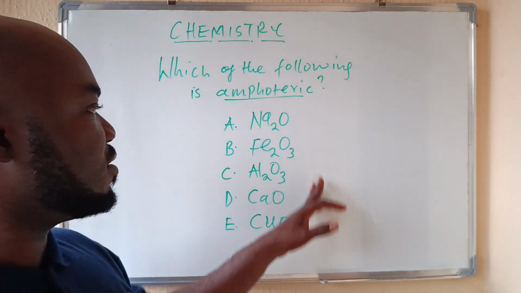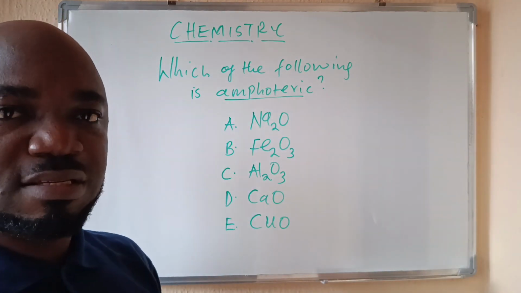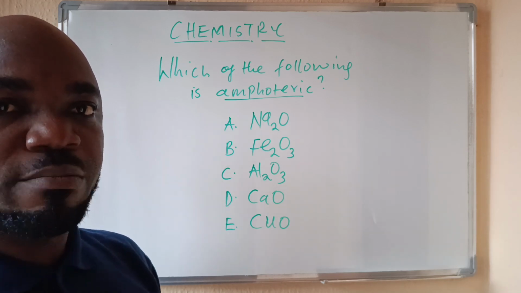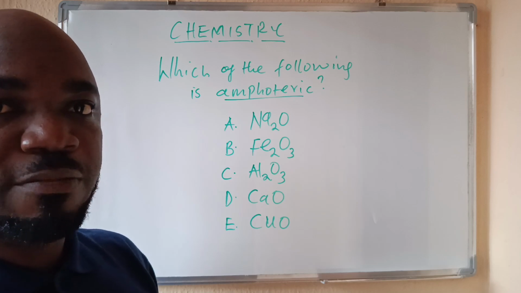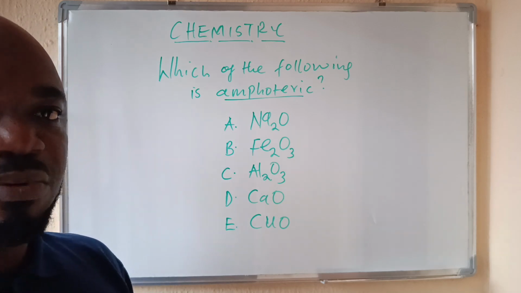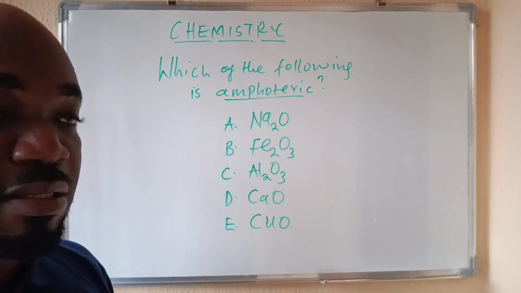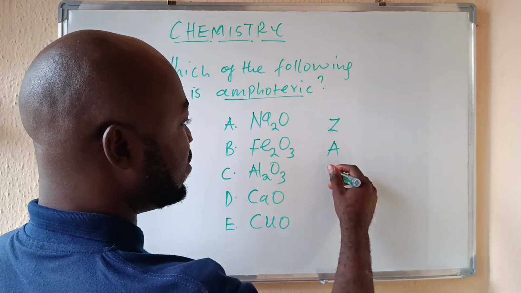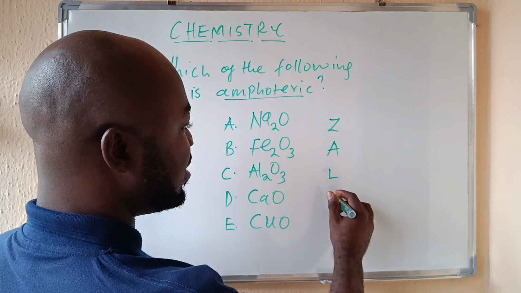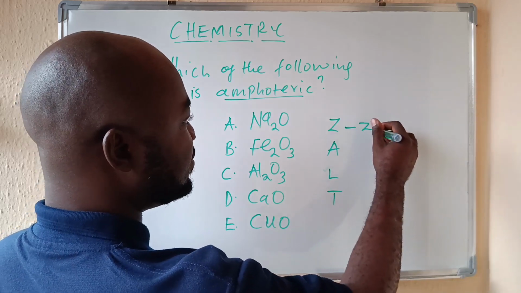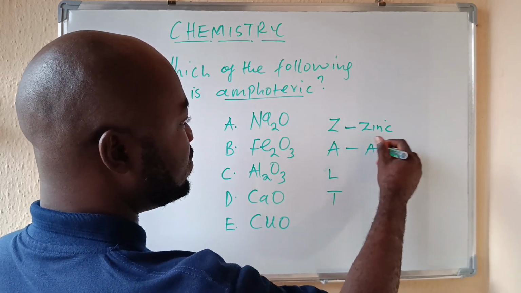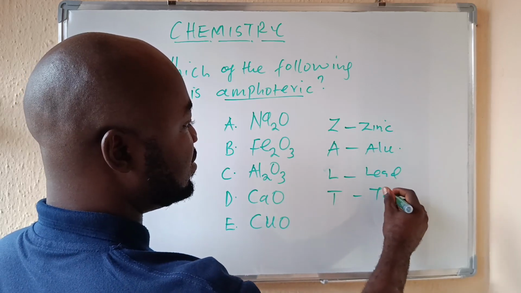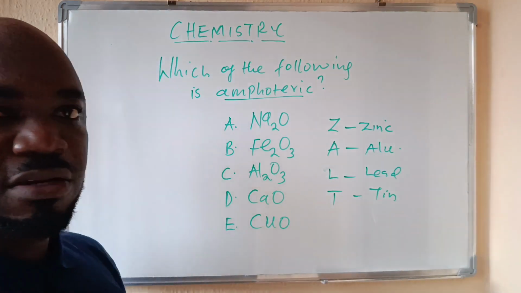Now, oxides that are amphoteric have both acidic and basic property, which means they can react with both acids and base to form salt and water only. There are a few elements that exhibit amphoteric property. What are those elements? I call them SALT. We have zinc, we have aluminum, we have lead, and I have tin. So this is zinc, this is aluminum, this is lead, and this is tin. These 4 elements form amphoteric oxides.